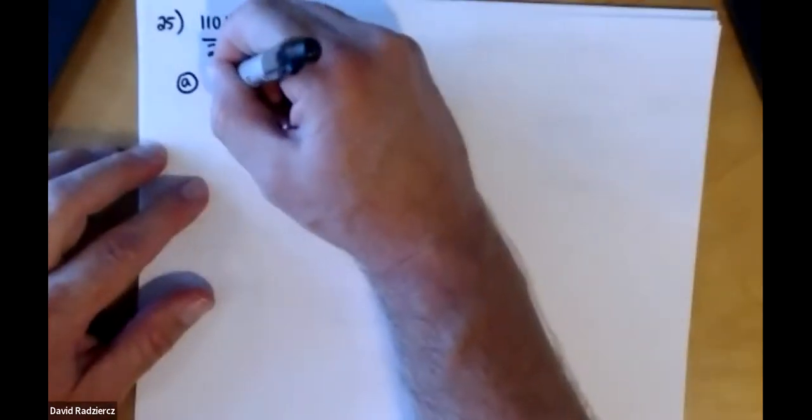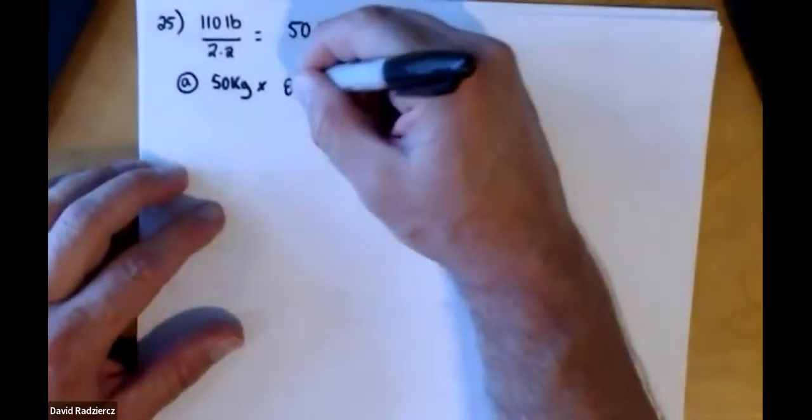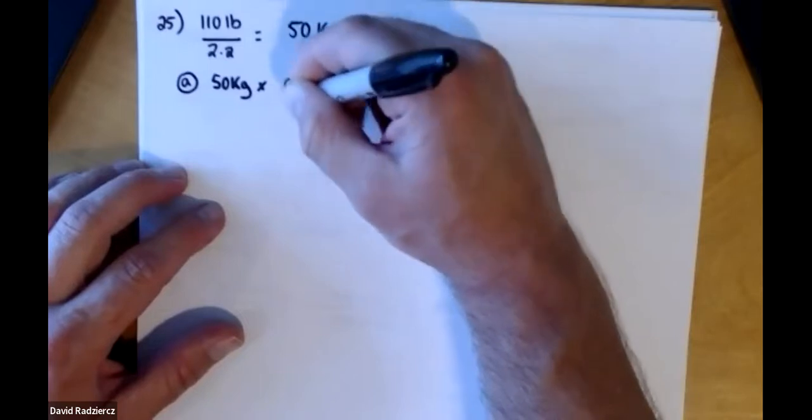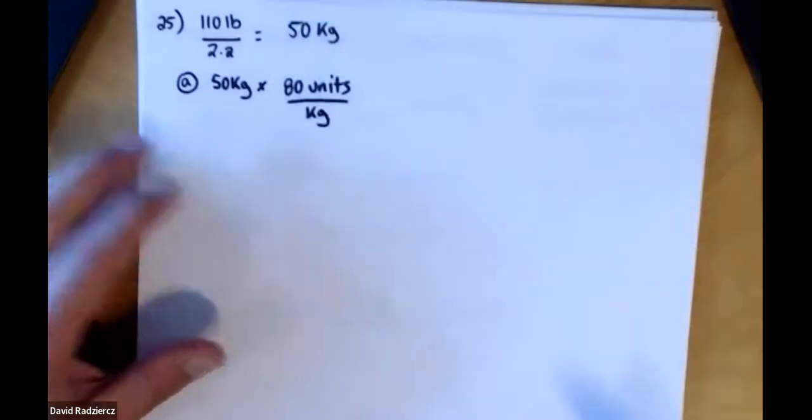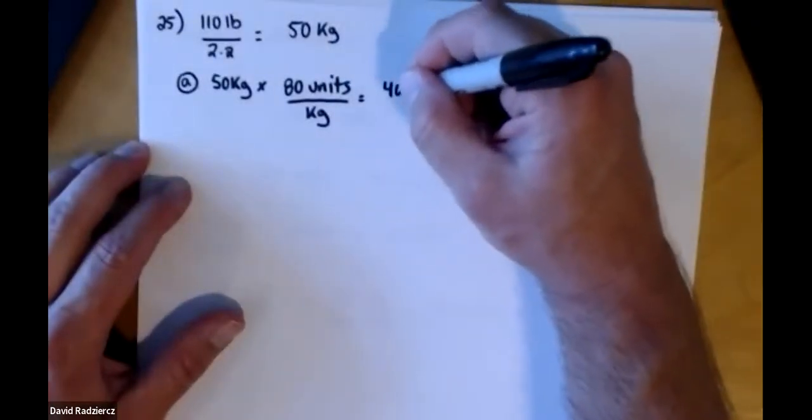All right, so part A says, what is the bolus in milliliters? In order to calculate that, I have to take the patient's weight, which is still 50 kilograms. Then you're going to multiply by what it tells you to do the bolus. So it says to start a bolus at 80 units per kilogram. That'll give you 4,000 units.